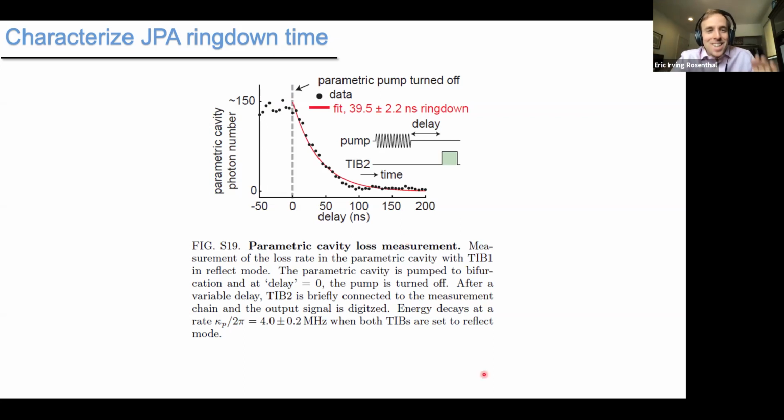I'm showing you the wrong data actually. Sorry, this 40 nanosecond ring down time is when we're not connected to the measurement chain, and that's like a 4 megahertz coupling rate. The coupling rate when we are connected to the measurement chain is 50 megahertz. So that's more like a 10 nanosecond ring down time. So that sets the duty cycle.